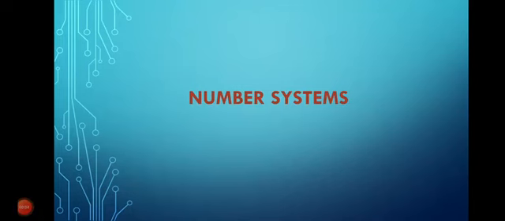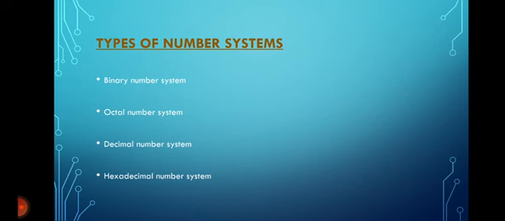Today we will discuss number systems. So, types of number systems: binary number system, octal number system, decimal number system, and hexadecimal number system.